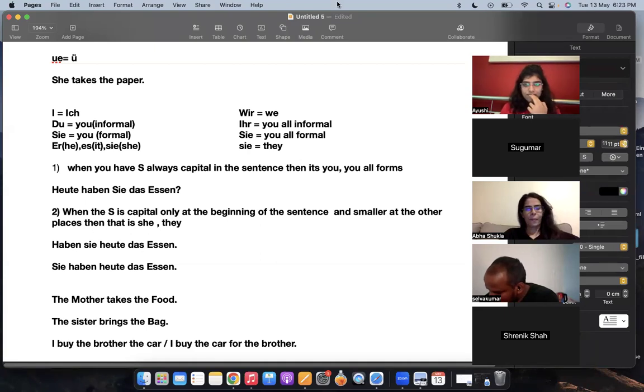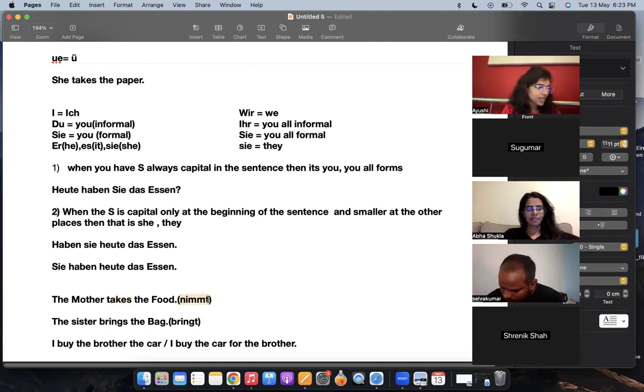So for the first part, like food and bag, we should also know whether these words are feminine or not, right? Exactly. That's why I told you to use the Leo dictionary. I'm writing the verbs, so you don't have to search what takes. I'm writing them here because we will learn this in our next classes. So Nimmt. You just have to write the nouns.